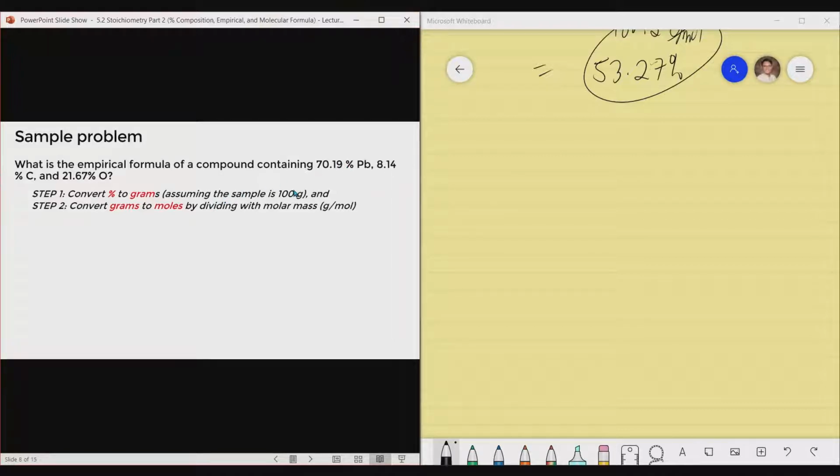So we assume the sample is 100 grams. The percentage can be directly converted into grams. So that simply means that your 70.19% is now 70.19 grams of lead. And then your 8.14% carbon is now 8.14 grams of carbon. And then your 21.67% oxygen is directly converted into 21.67 grams of oxygen, because we assume that the sample is 100 grams.